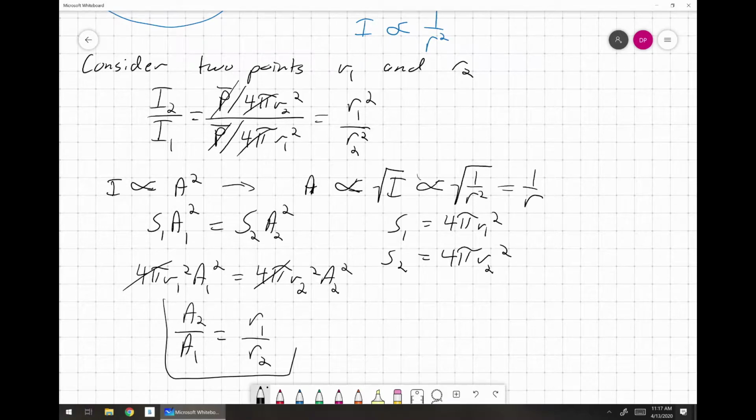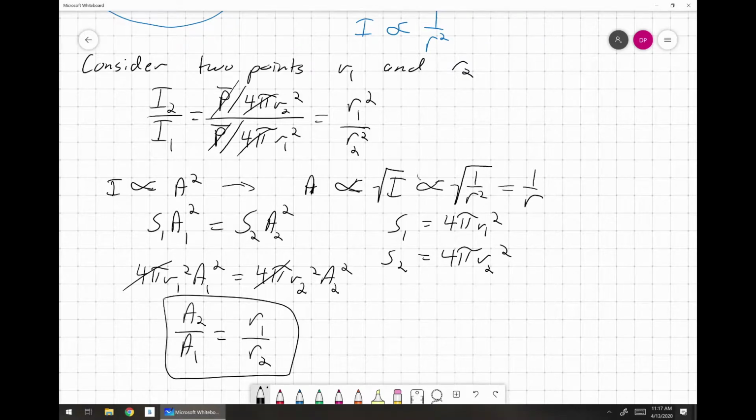Okay, so this is giving us a relation between amplitude at one point and amplitude at another point. So if you were, say, given the amplitude of the wave at some R1 and then asked what it would be at R2, you could use this simple expression to solve that, and we could use our expression up here to find the intensities as well.